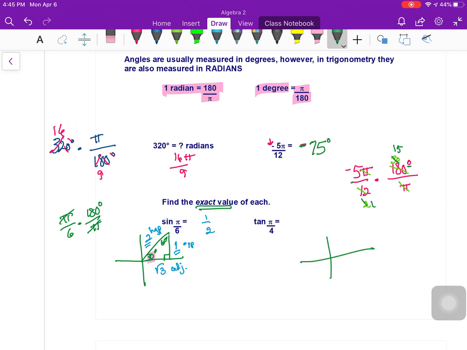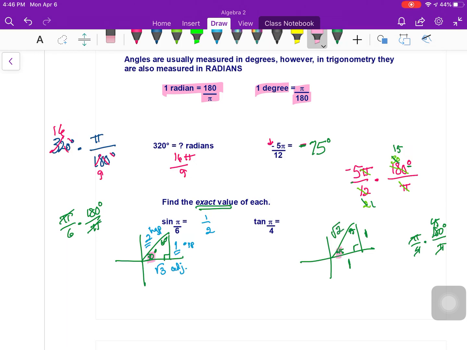Now I have the tangent of pi over 4. So pi over 4, I need to change it to degrees. So degrees on the top, pi on the bottom. Pi is reduced. 4 into 180 is 45. So this is a 45, 45, 90 triangle. Across from the 45 is 1. Across from 45 is 1. Across from the 90 is square root 2.